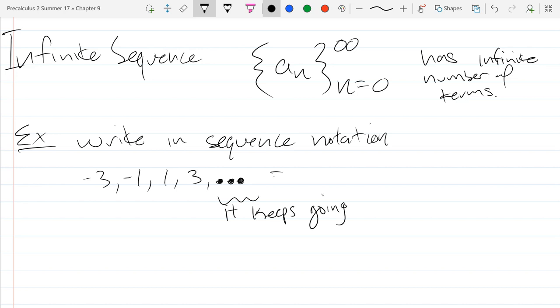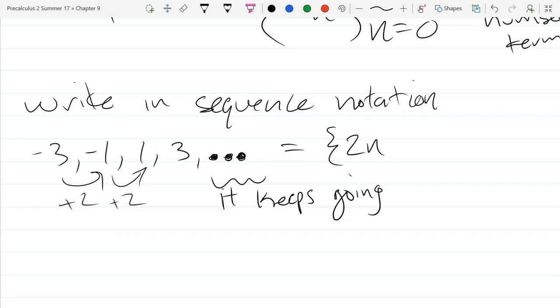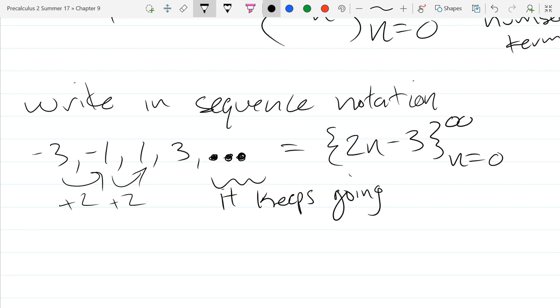All right, so what can we write this as? It's almost exactly the same as before. I have the sign wrong, but that's okay. This goes up by two each time, so we have a plus two as how much we go up each time, and our initial term is negative three. Of course, you can write that as minus three. So 2n minus three, and we started this at zero, and at the end, we're going to go to infinity.